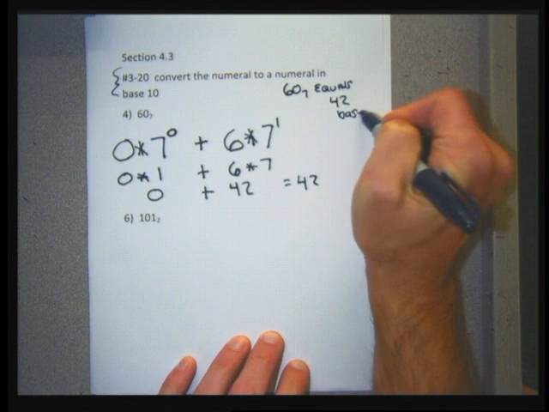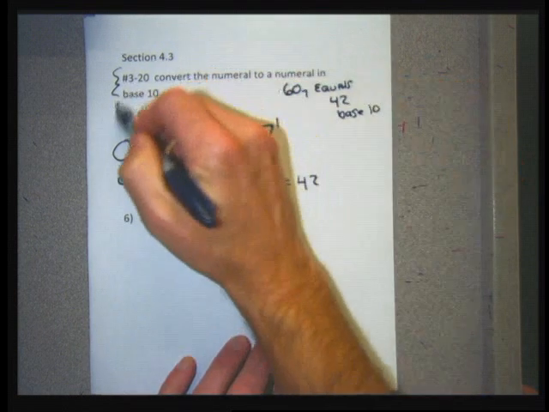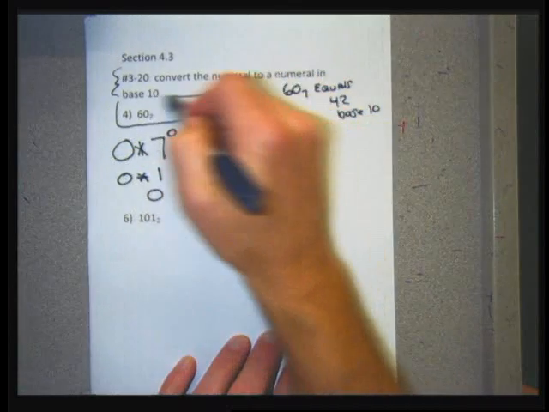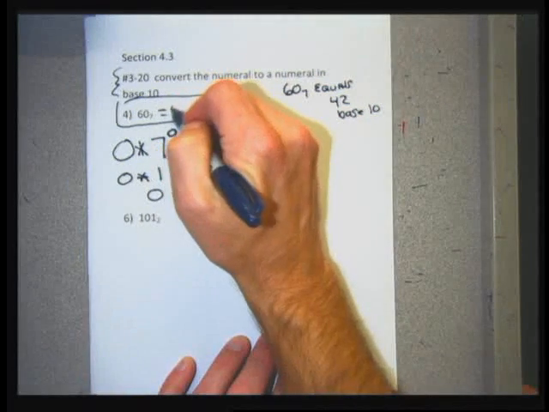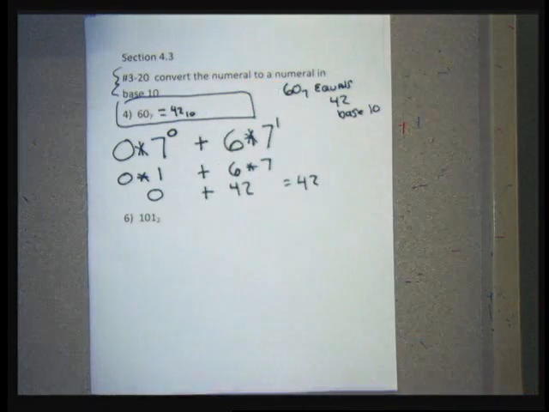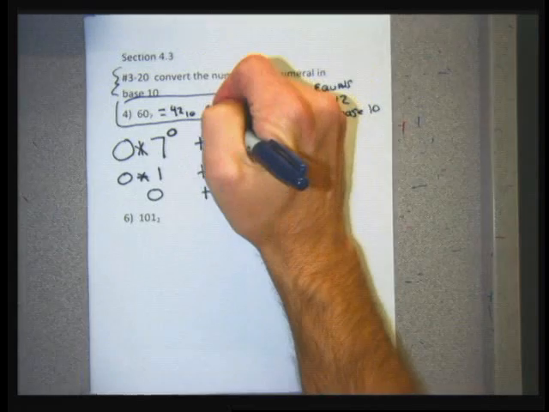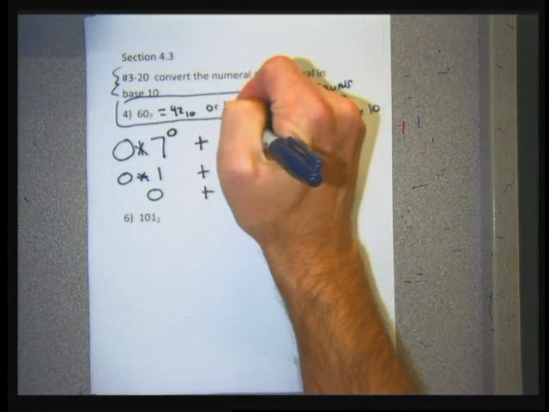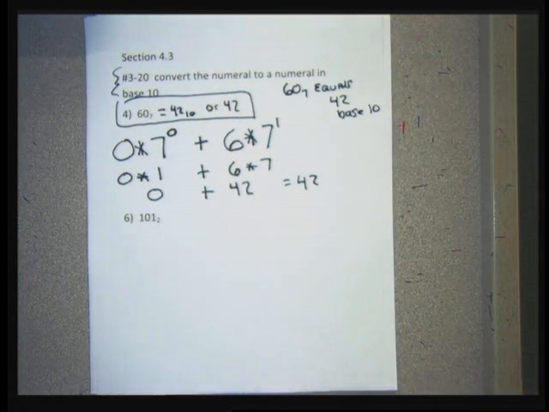base 10. So the answer to problem 4 is 60 base 7 is 42 base 10. And if I don't write a base with a number, it's just assumed to be 10. So I can say 60 base 7 is equal to 42.